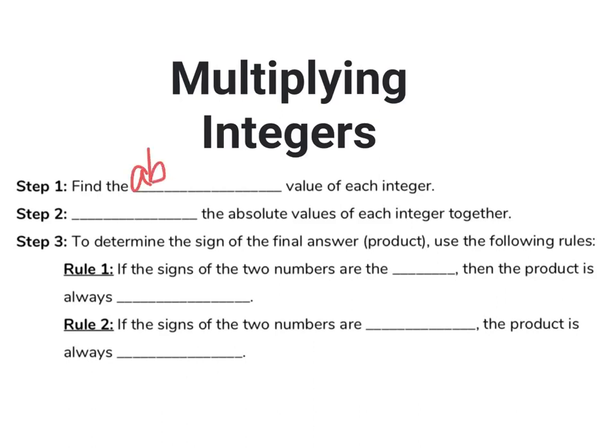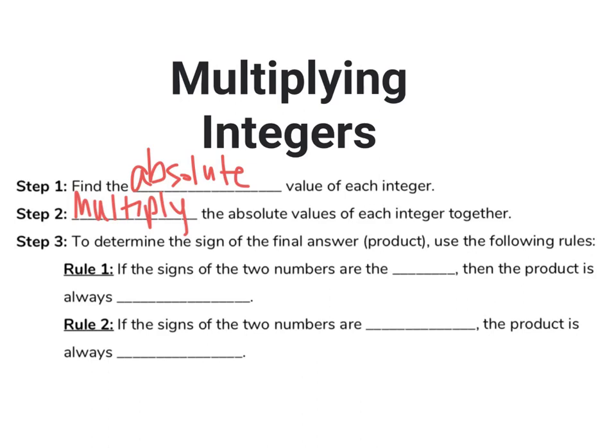So find the absolute value of each integer. And then you are going to multiply the integers together after you find their absolute values. So truly you're multiplying the absolute values together. Then in order to determine the sign of the final answer, or the product, you are going to use the following rules.